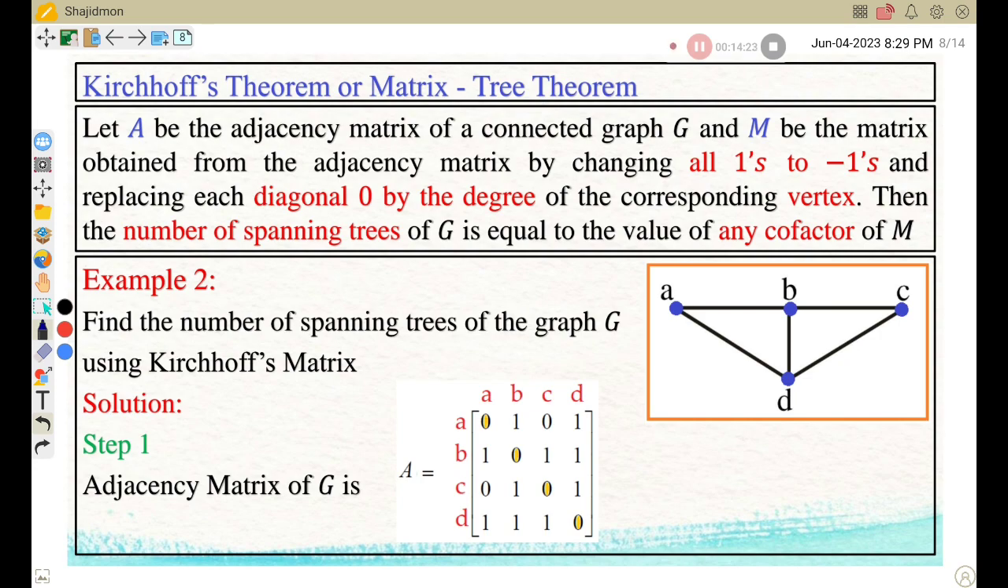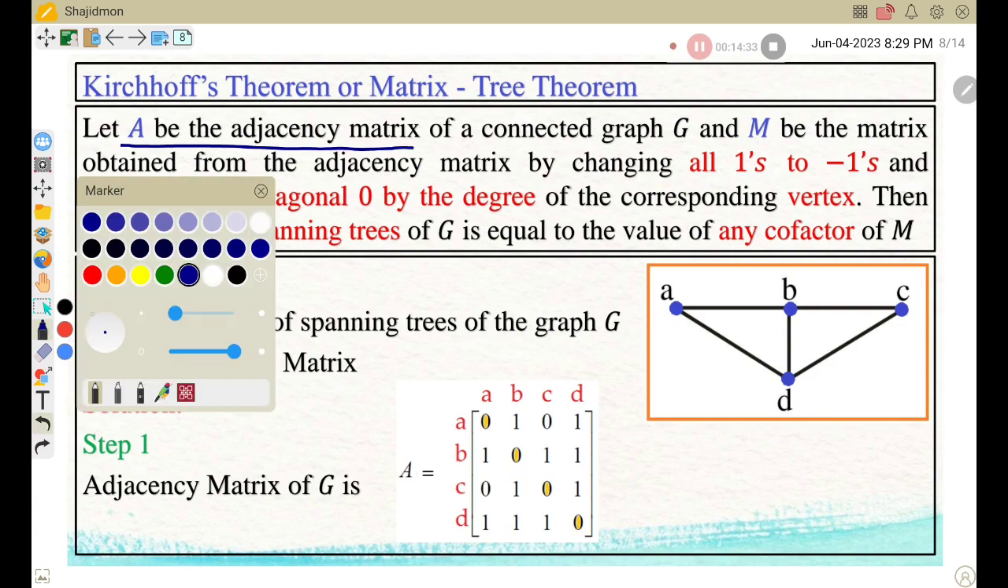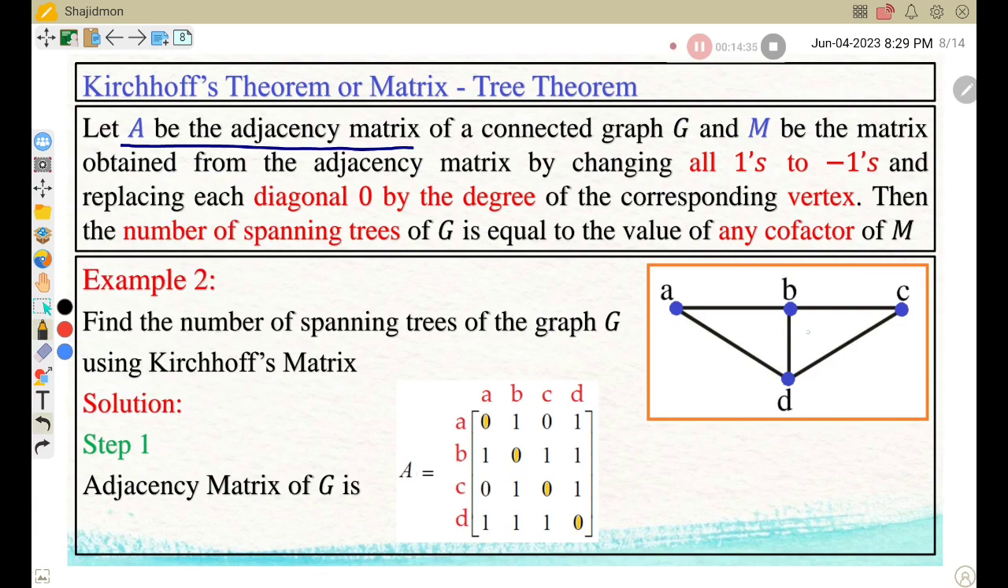So first you can see what Kirchhoff's theorem is. Let A be an adjacency matrix, capital A be an adjacency matrix. So what we are doing first, when we are given a graph, is form an adjacency matrix from the graph.